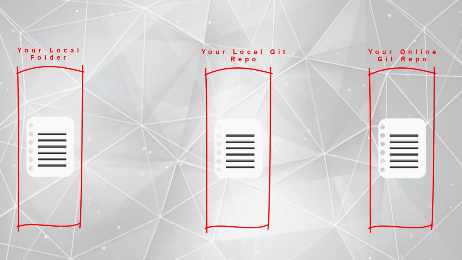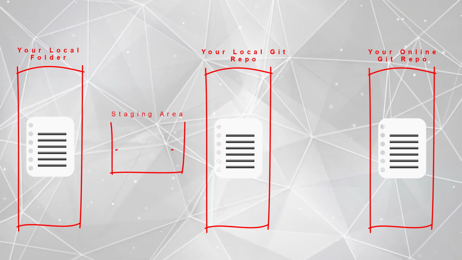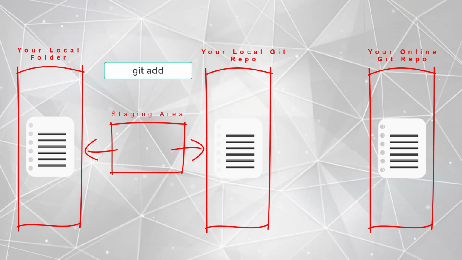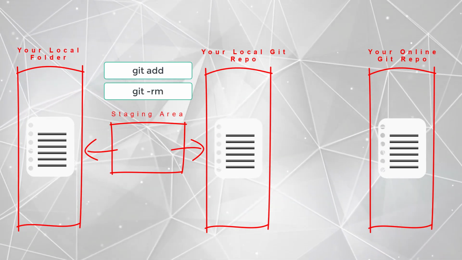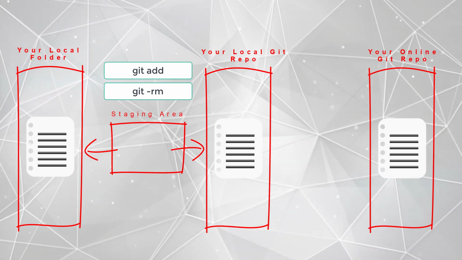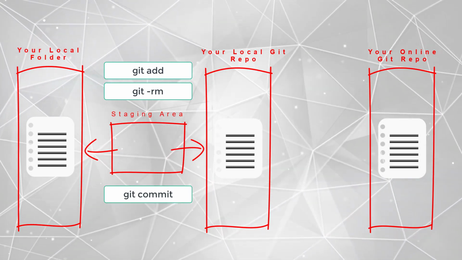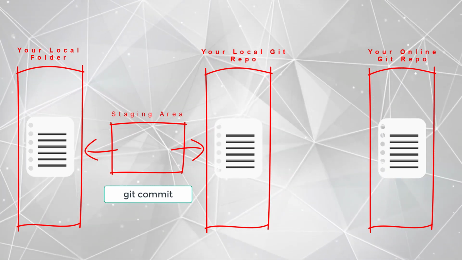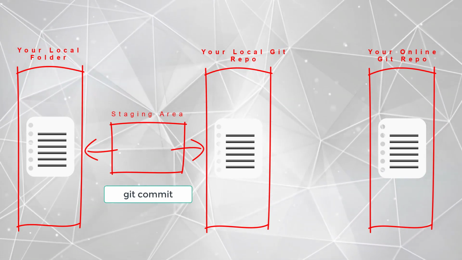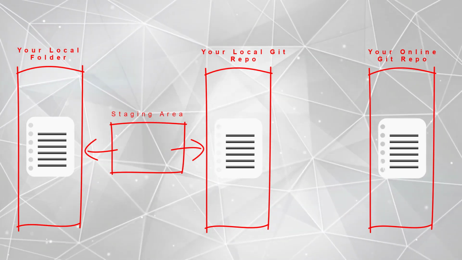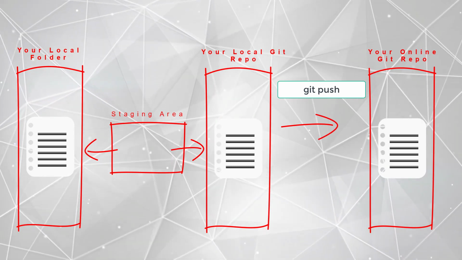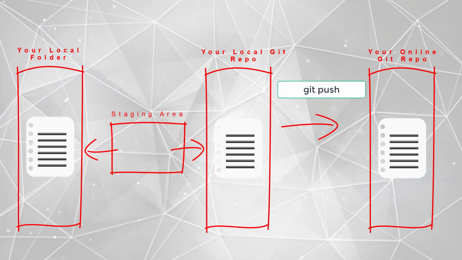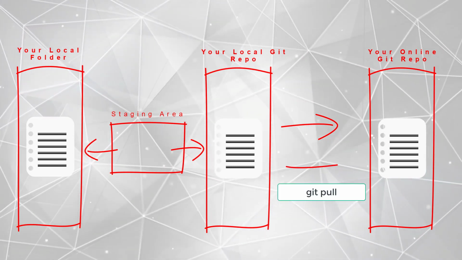Between your local repository and your projects folder, there is a staging area. You manage your staging area using the git add and the git rm commands. These add and remove your files. You can then git commit the files in your staging area to your local repository. This will save the project files to your local repository, which can then be saved to the remote repository using git push. Alternatively, you can pull changes from your remote repository into your local repository and projects folder using git pull.